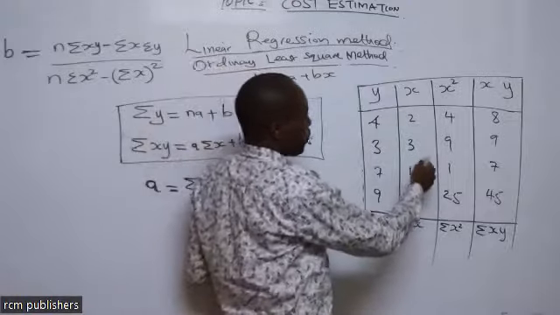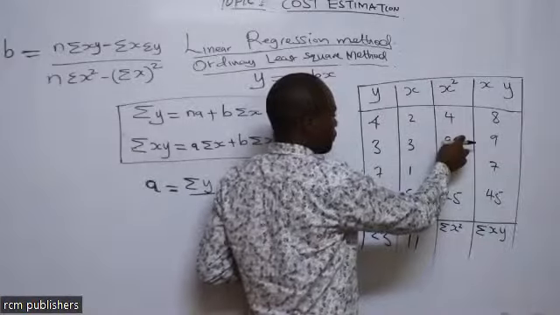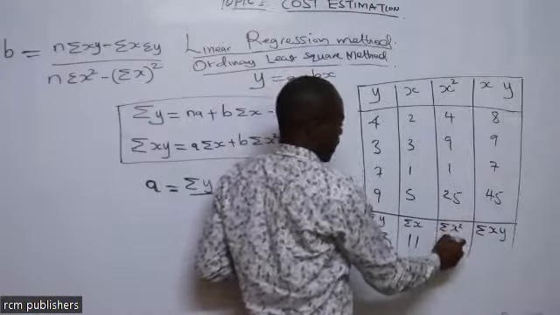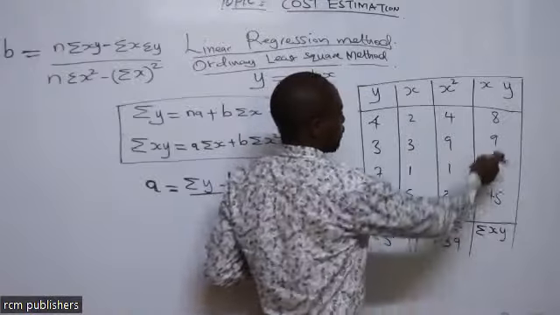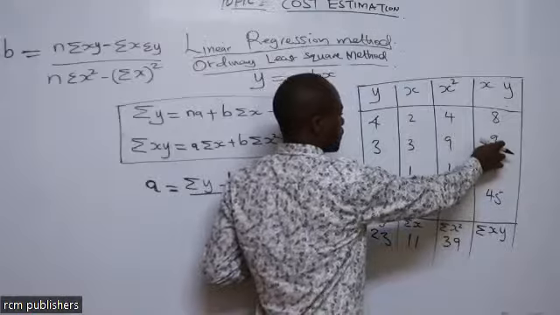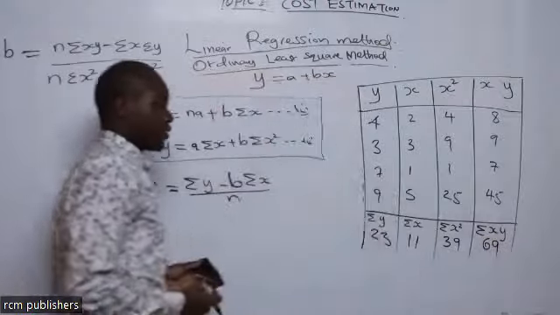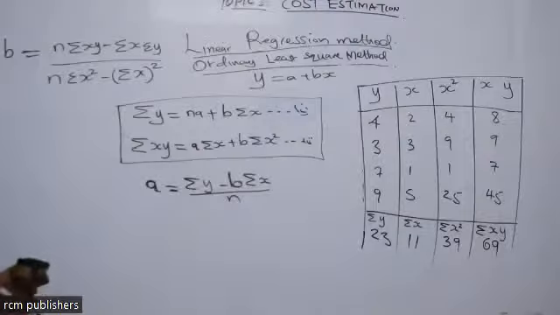Then x here, when we add everything, that's 5, 6, 11. Here 13 plus this will be 38, 39. Then if we add everything here, it will be 52, 61, 69. Confirm if those figures are correct. Before we proceed, confirm if those figures are correct.